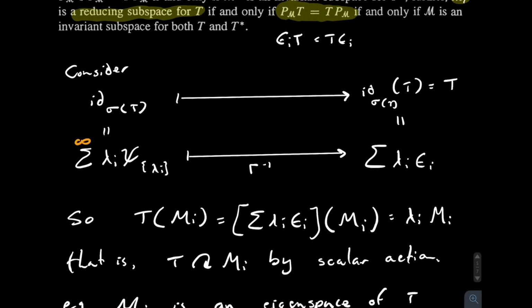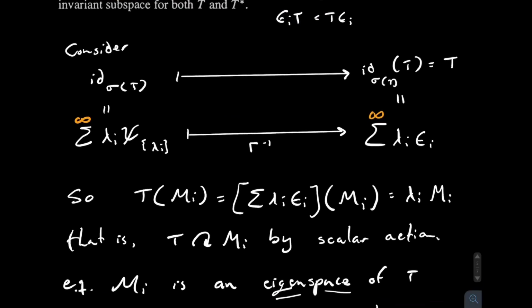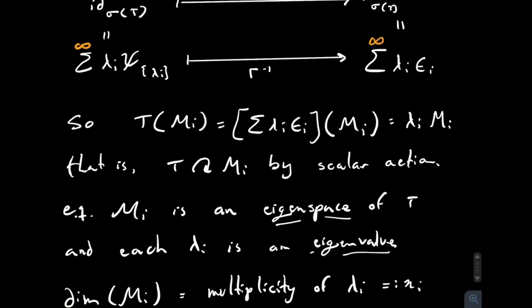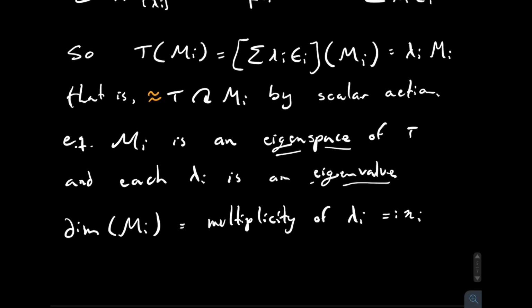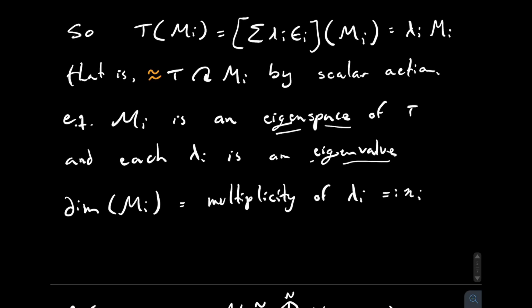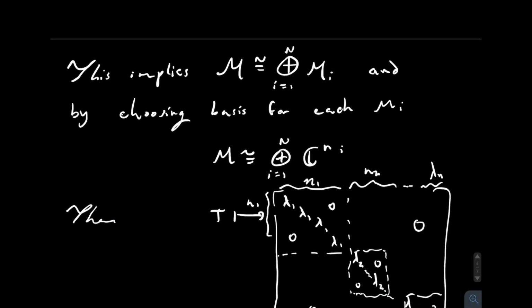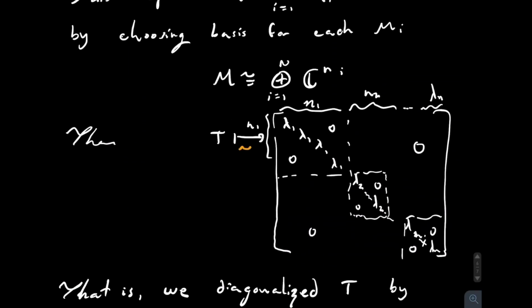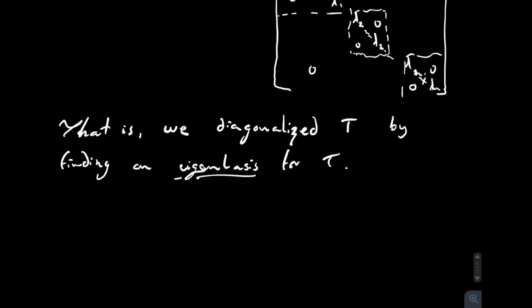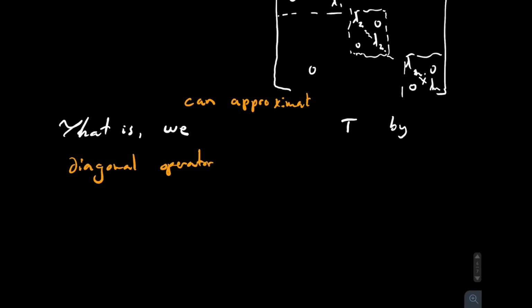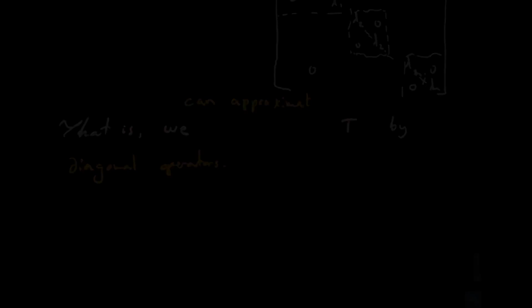we just swap out sums for series. And so we still get an interesting result, which is that T approximately works as a scalar action on some finite amount of spaces, and so instead of diagonalizing T, we can approximate T with diagonal matrices.